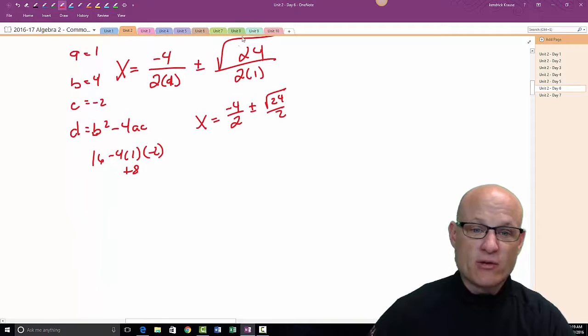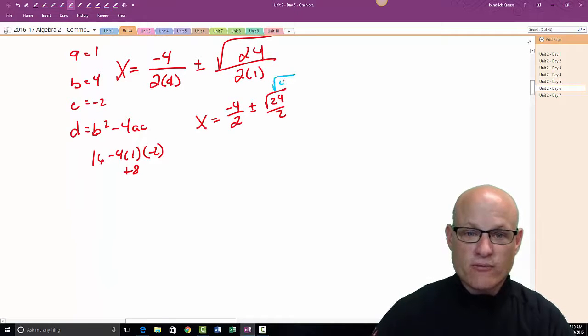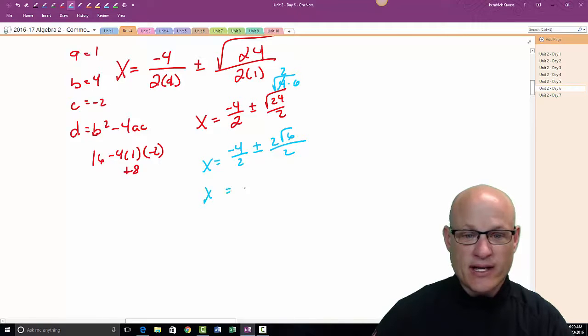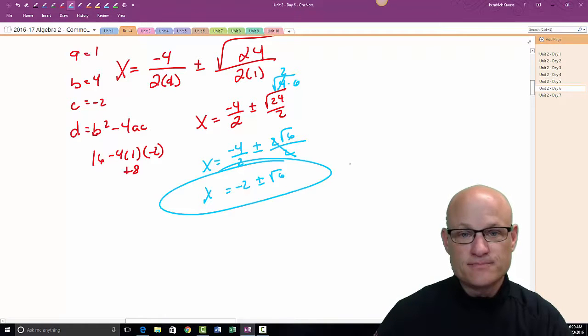Now, if I simplify the square root of 24, I'll do that in blue. That's really equal to the square root of 4 times 6. This is really 2 square roots of 6. So what I have here is x equals negative 4 over 2 plus or minus 2 square roots of 6 over 2. Now I can simplify it, and I get x equals negative 2 plus or minus, those cancel, the square root of 6. And there's my answer.